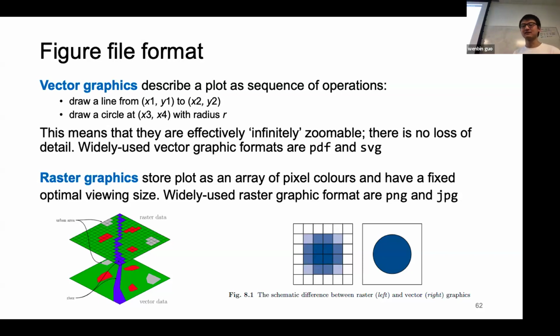So this will mean you won't lose any resolution when you change the size of the figure. And raster figures are the opposite. They just store the plot as an array of pixels. It's just like when we take a picture using our phone through the lens, you see those pictures, right? And each of them will be a pixel.